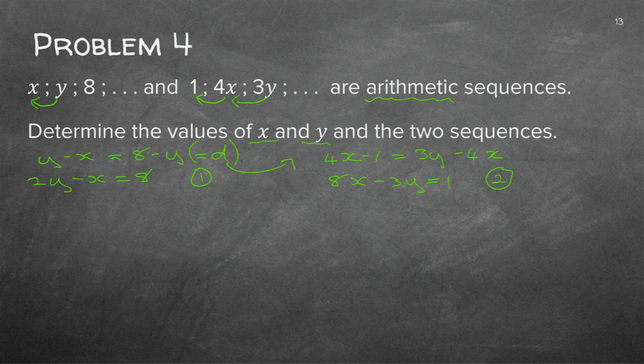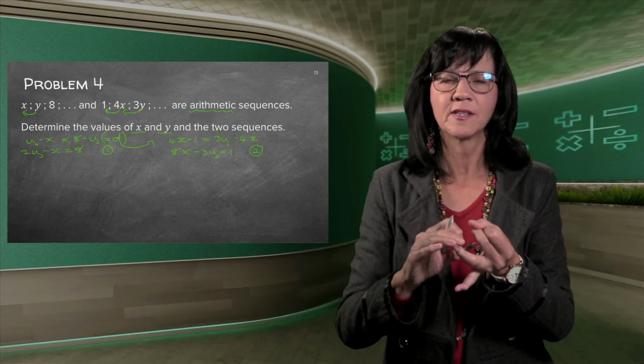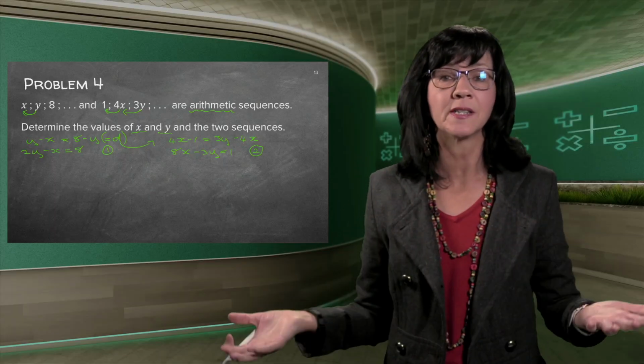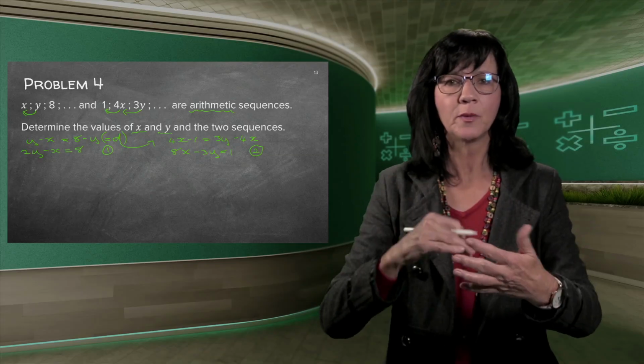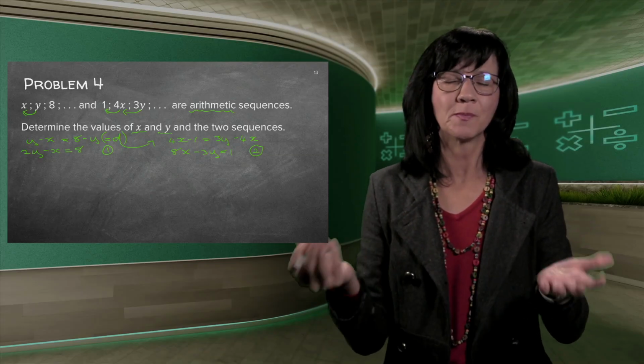Now these two don't seem so nice to just subtract from one another, because there's not a single x or a single y that if I subtract it, it will disappear. And remember, when we subtract two equations from one another, one of the unknowns must disappear.